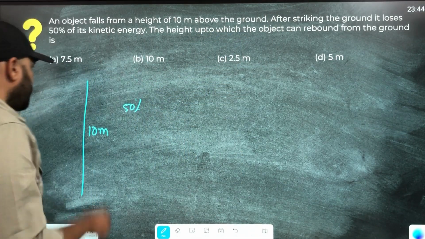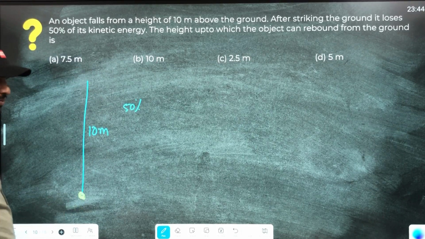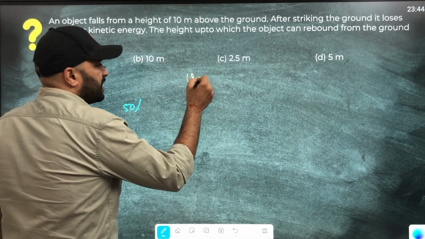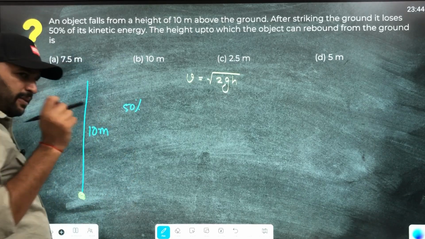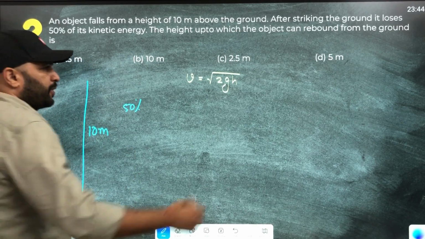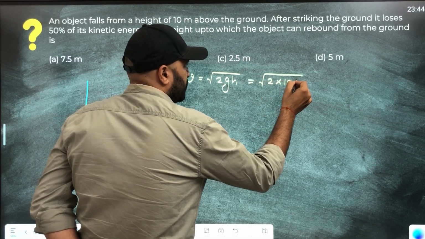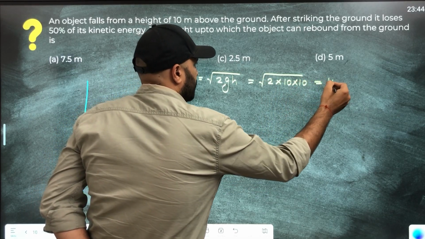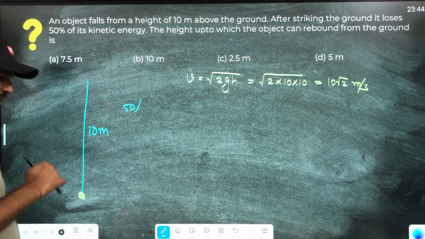Okay. So if it is falling from 10 meter, what is the velocity of impact? What's the velocity with which it hits the ground? Sir, we have learned this in even kinematics. V equal to root 2gh, right? So what will be its velocity at this lowest point? It will be equal to under root 2 into 10 into the height it is falling. So this will be 10 root 2 meter per second. This is the velocity with which it is hitting here, right?